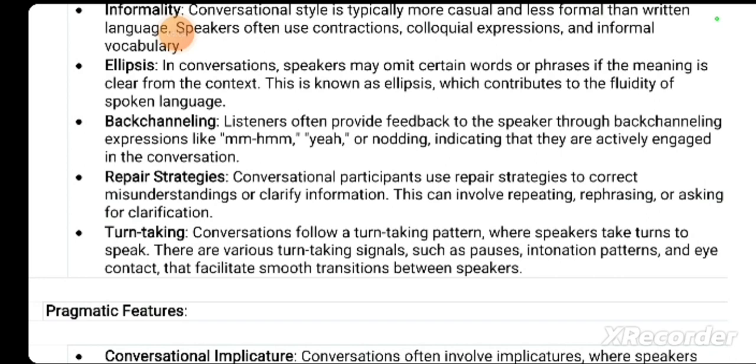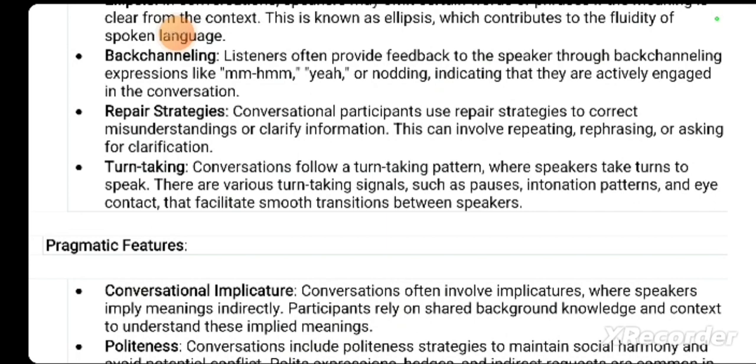Repair strategies are used to correct misunderstandings or to clarify information. This can involve repeating what you said, rephrasing, or asking for clarification. When you assume that the thing has not been conveyed correctly, you can repeat yourself. Or if you do not understand what the other person is saying, you may ask, like, excuse me. These are called repair strategies. You repair that lack of communication, that lack of a bridge, that lack of understanding.